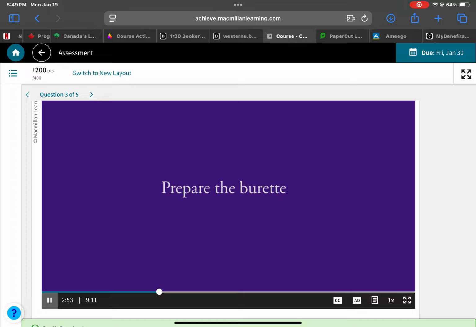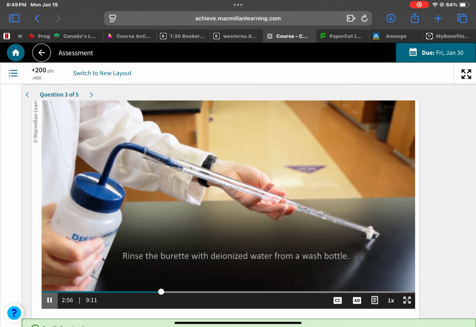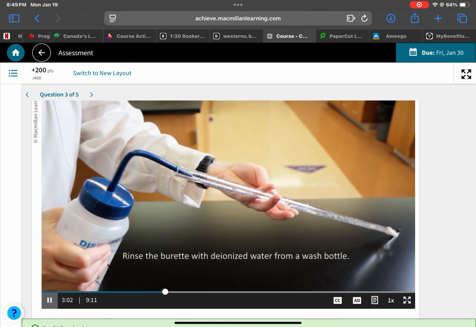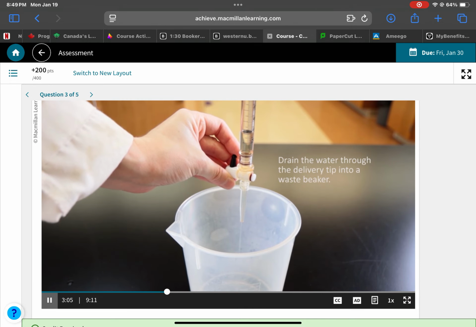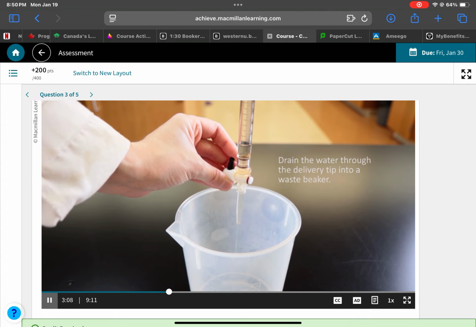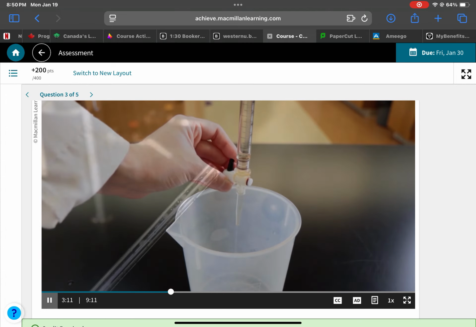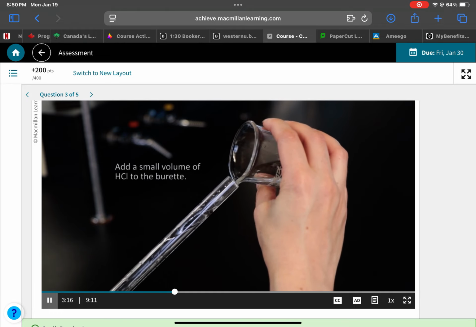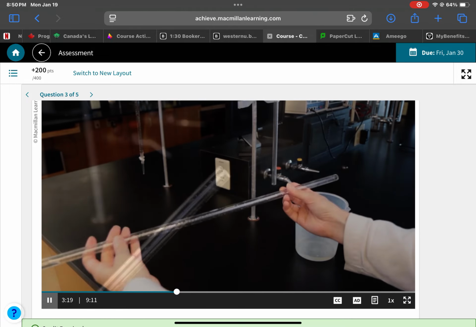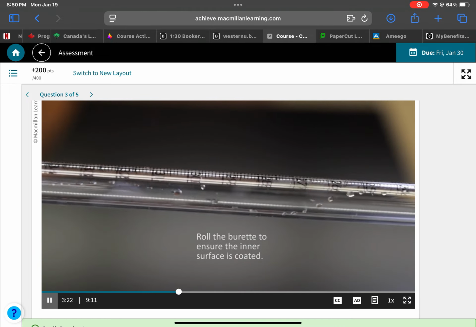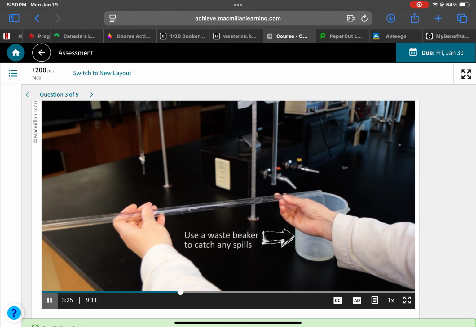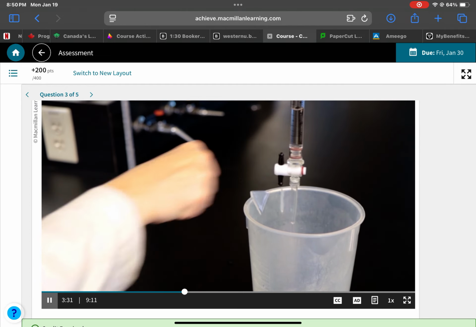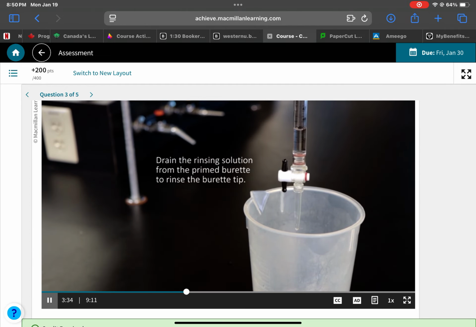Prepare the burette. Prior to using the burette, you must clean it. First, rinse the burette with deionized water from a wash bottle. Drain the water through the delivery tip into a waste beaker. Then add a small amount, about 5 milliliters, of hydrochloric acid to the burette. Roll and tip the burette to ensure all inner surfaces are coated. Have a waste beaker set up to catch any spills. Then, drain the hydrochloric acid solution through the burette tip into a waste beaker.